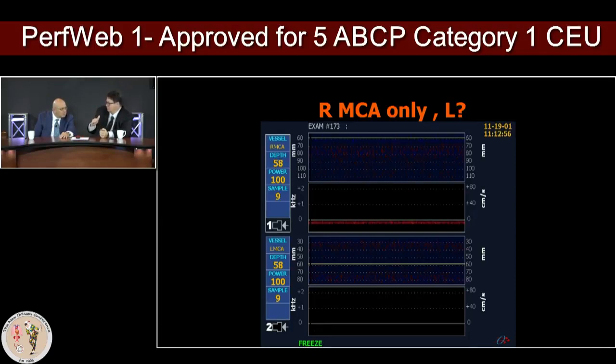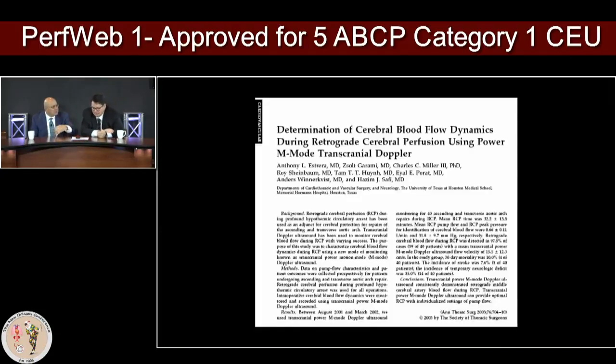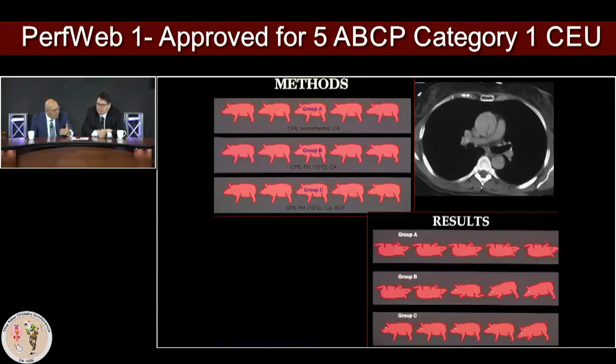TCD can guide your retrograde cerebral perfusion. So you're not over perfusing, but you perfuse enough to get the capillary opening pressure, get the flow going, and then you can back it off.